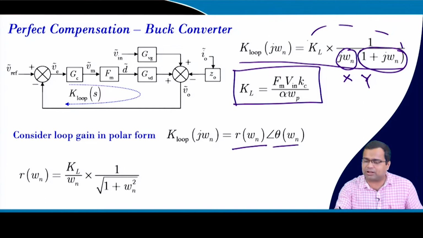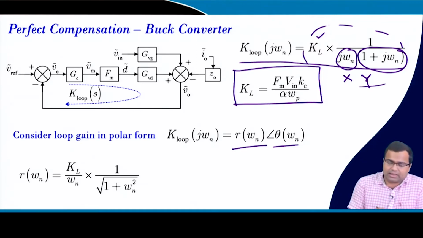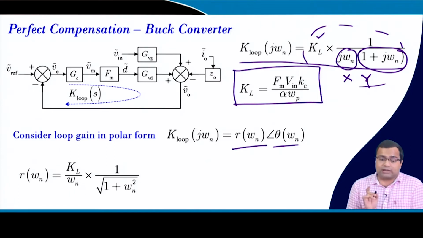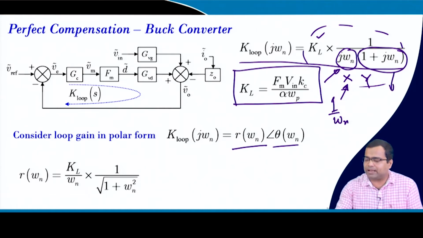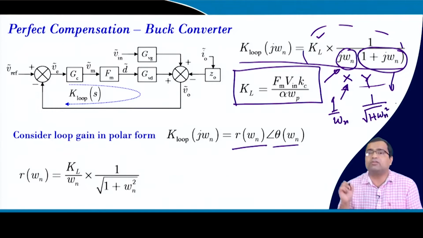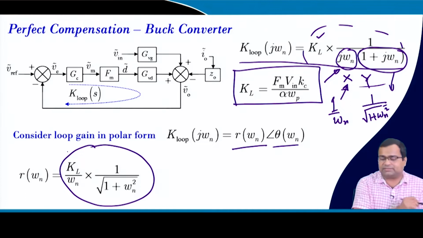If you take this polar form, KL is already in terms of magnitude, okay. So, it is a real number, right, and it is of course a positive quantity. Then for this term x, your magnitude is simply 1 by omega n, and for this term your magnitude is simply 1 by the square root of 1 plus omega n squared. So, this is the overall magnitude of this.